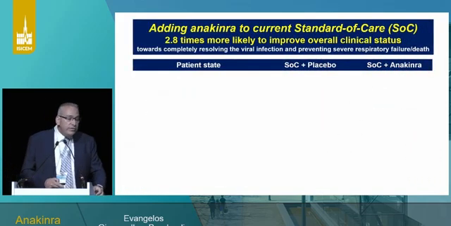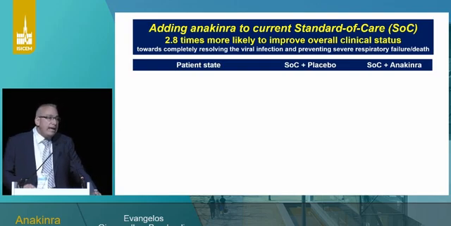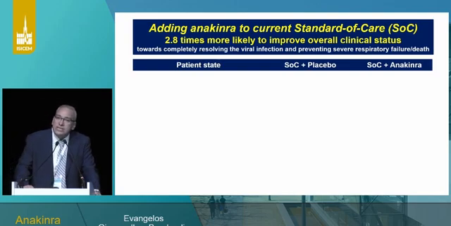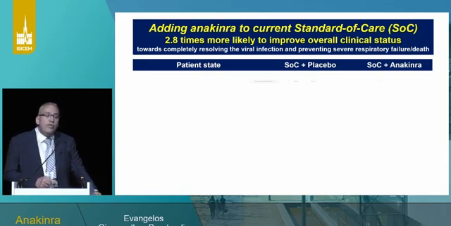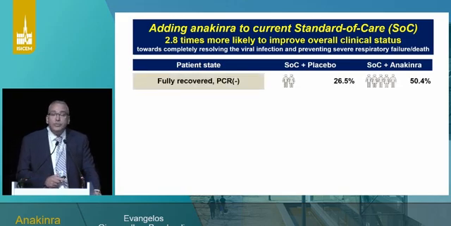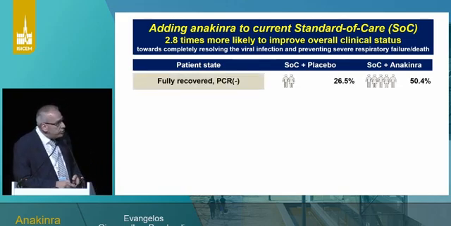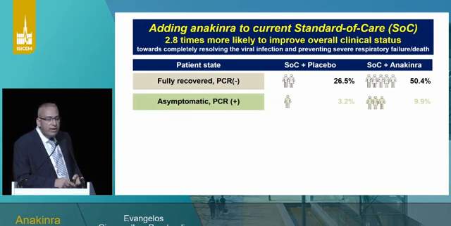So I would like to finish my talk by trying to translate this difficult WHO CPS point scale by the conclusion that adding anakinra to the current standard of care makes 2.8 times more likely to improve overall clinical status, which means that for every 2 patients who receive placebo, we get 3 more fully recovered with anakinra.